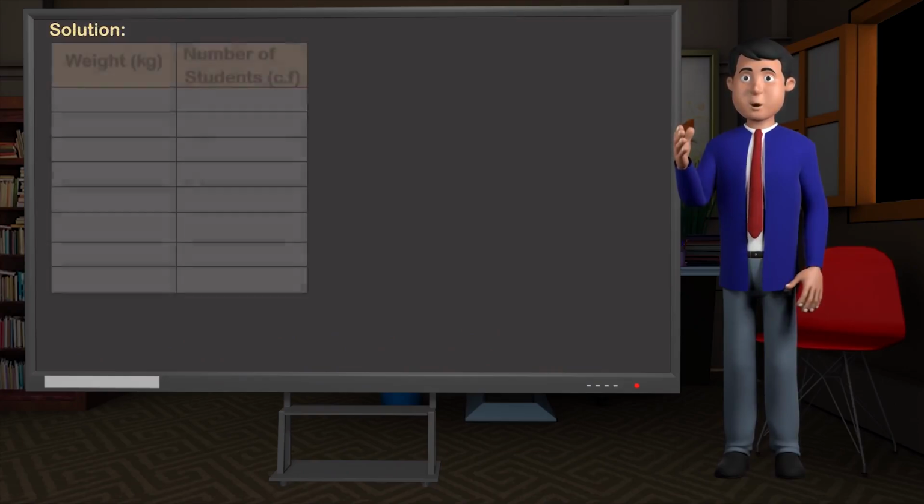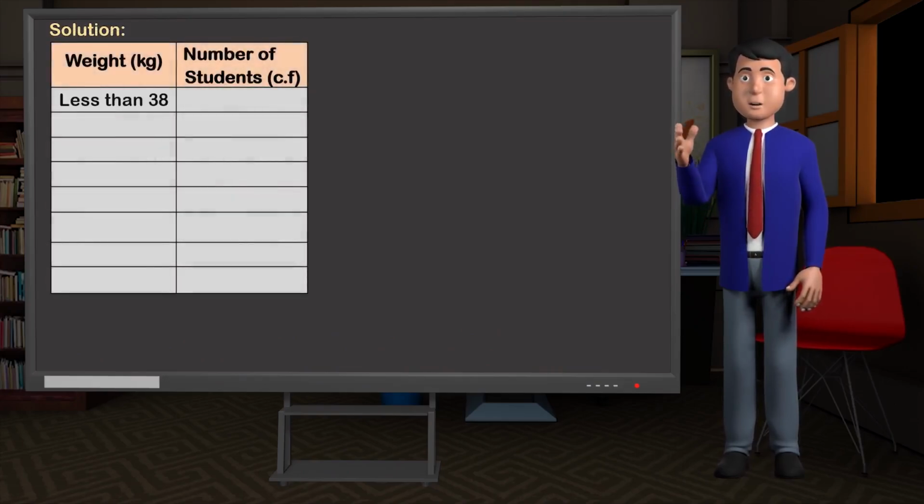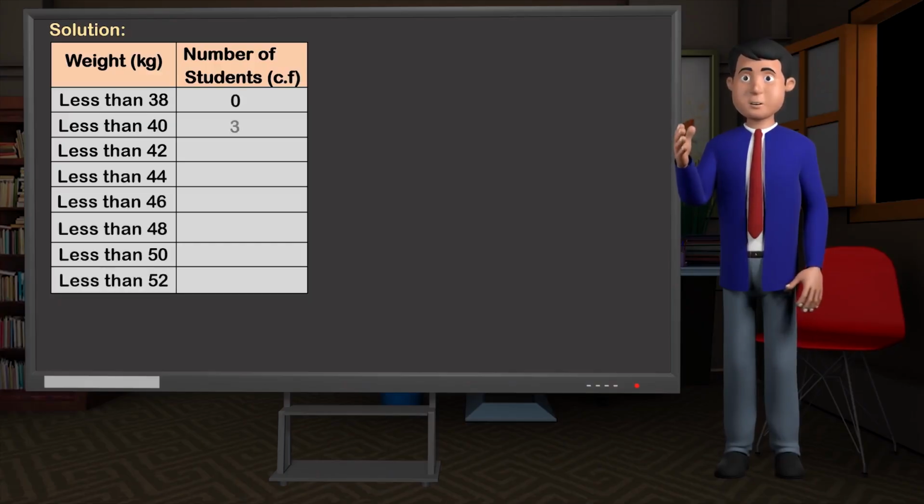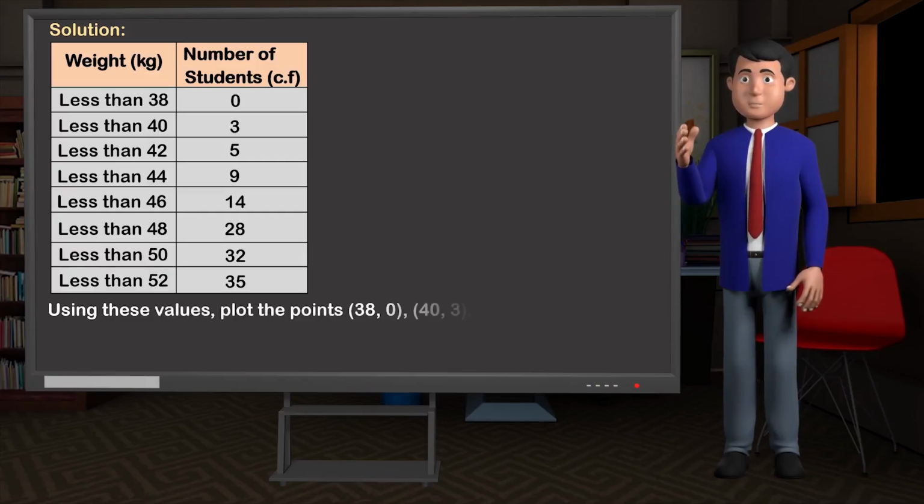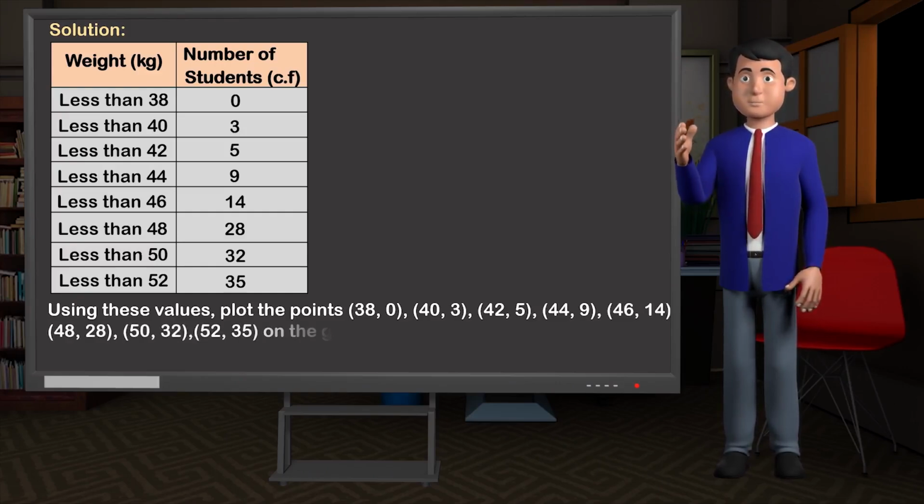Solution: weight in kg, number of students, cumulative frequency. Here, number of students is taken as cumulative frequency as it is combined frequency. Using these values, plot the points (38, 0), (40, 3), (42, 5), (44, 9), (46, 14), (48, 28), (50, 32), (52, 35) on the graph sheet and join them with a smooth curve.